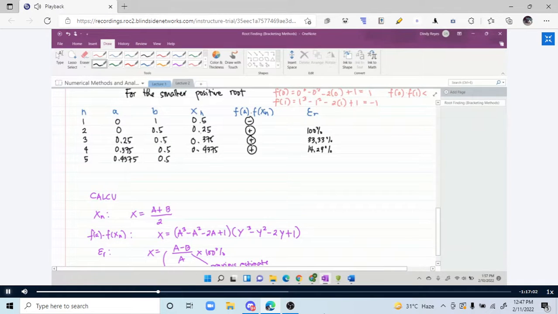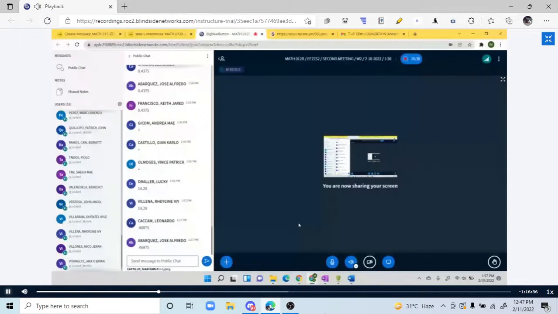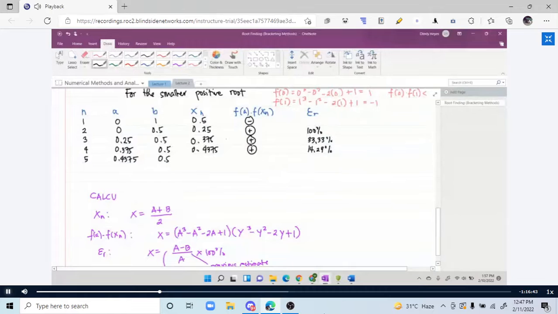Okay. Now what is x sub 5? In the fifth iteration, what is the approximate value? 0.4688, right? In 4 decimal places. 0.4688. And then what is the sign of this product?